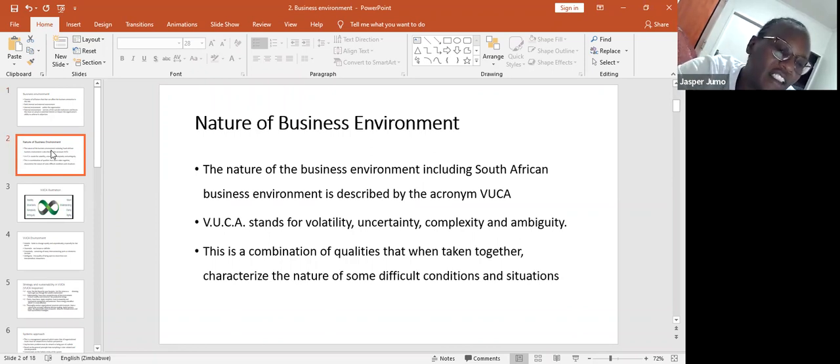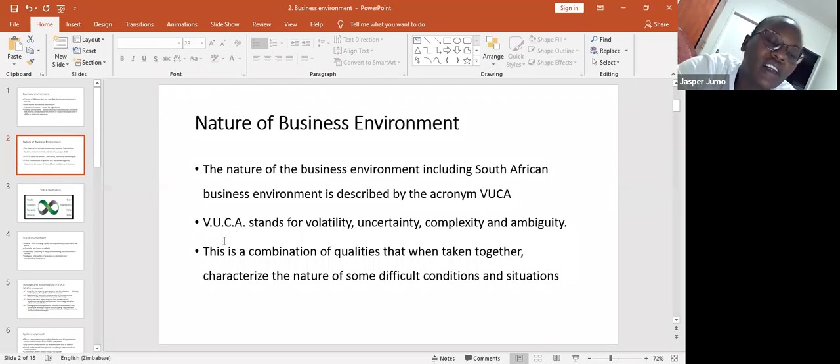Now, the nature of the business environment everywhere, including here in South Africa, we describe it by the acronym VUCA. Now, this VUCA is just 4 words that we took the first letter of. And the first word stands for volatile, the second word for uncertainty, the third word for complicated, and the fourth word for ambiguity. So the acronym VUCA is just so that you can be able to remember better.